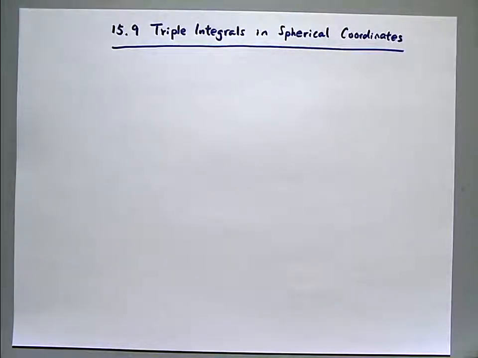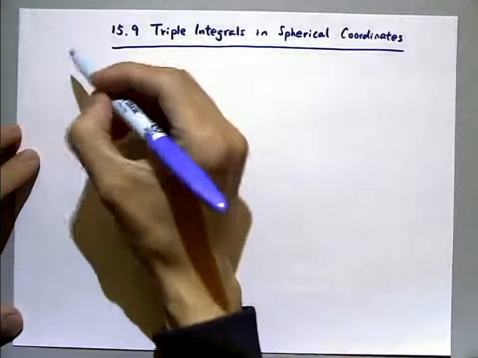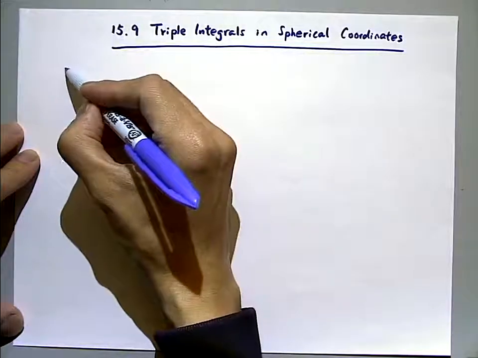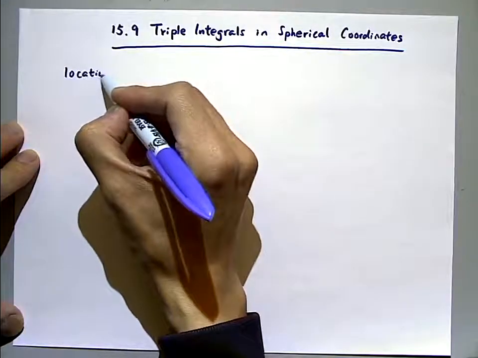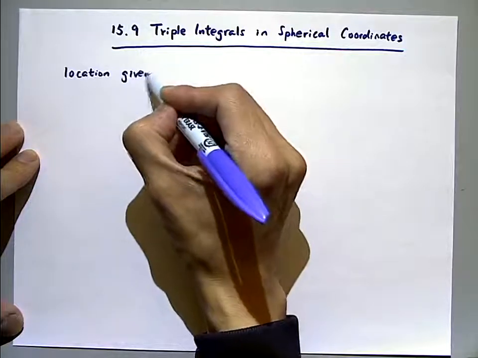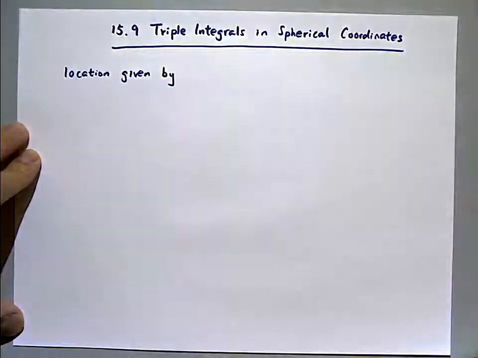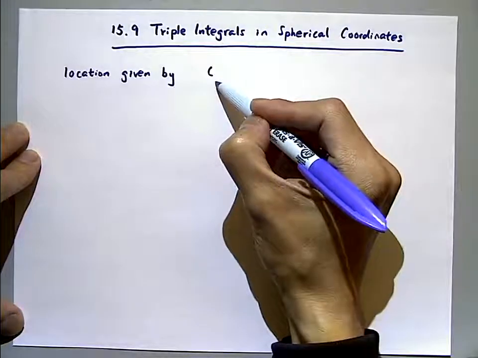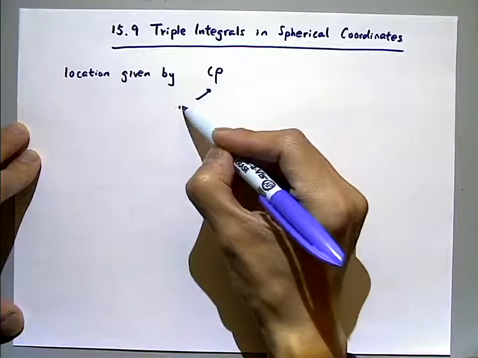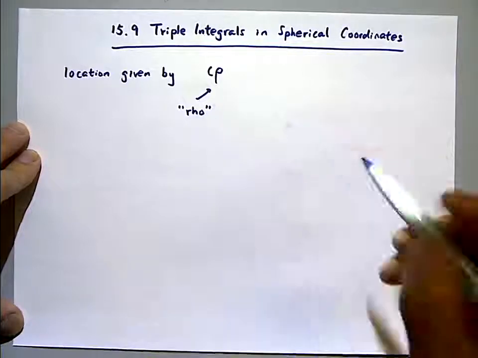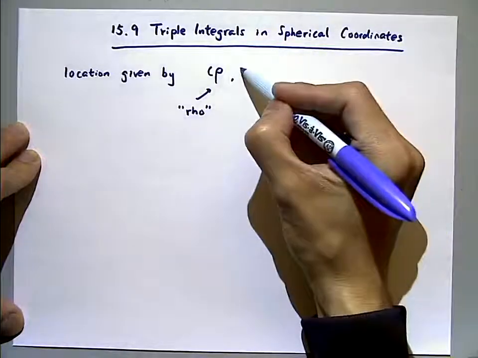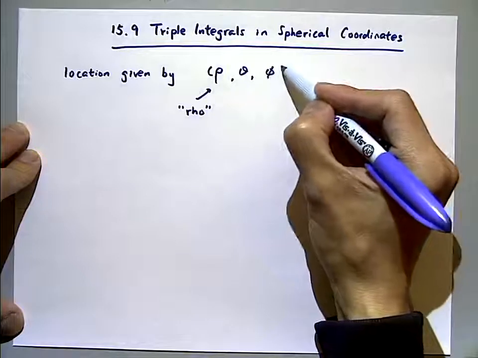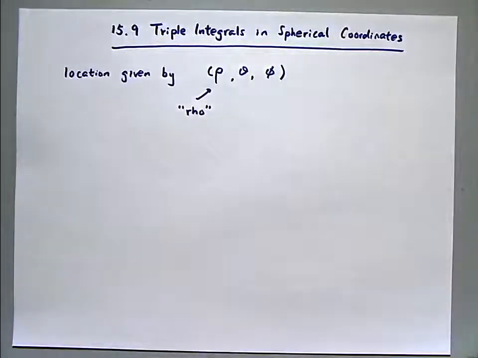All right, so what is spherical coordinates? It's another way to describe a three-dimensional location by three numbers. The first number is the lowercase Greek letter rho. Looks like a P, but it's not a P. It's rho, theta, and phi. And I'll show you what these things are. Rho is a distance, and theta and phi are two angles.